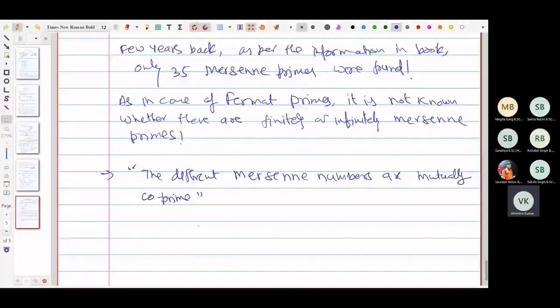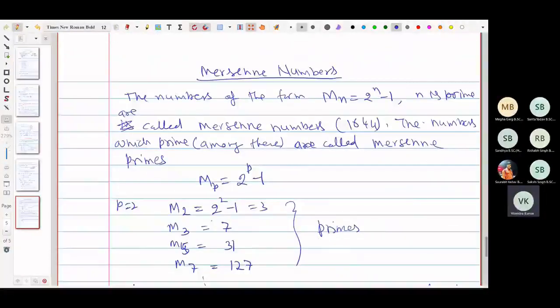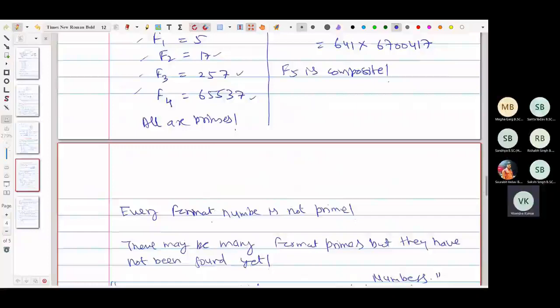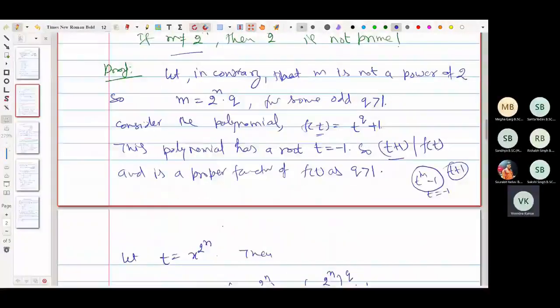Fine. So this was what for today. I'll update whether there is any proof that there are infinitely many Fermat primes or not, because I referred only to the book. We need to see some more research papers if there is any update. So I'll let you know tomorrow if there is anything. Let us conclude the discussion for today.